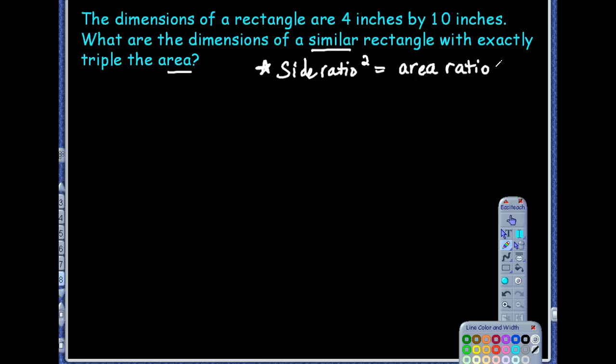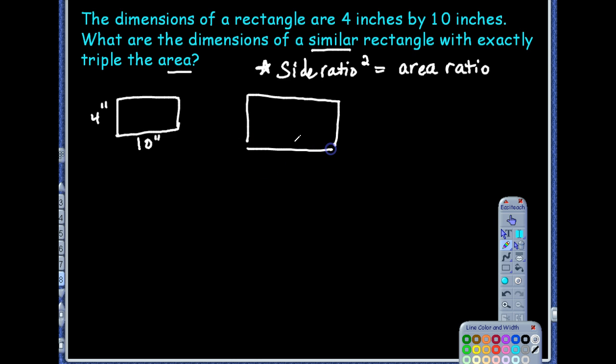Okay. So we're dealing with a rectangle that they say is a 4 inch by 10 inch. They're saying what's the dimension of one that's similar. So when they say what are the dimensions, we're basically wanting to find the width and the length, right? Or the base and the height, however you want to word it. So those are our question marks, okay? So how are we going to go about doing this?